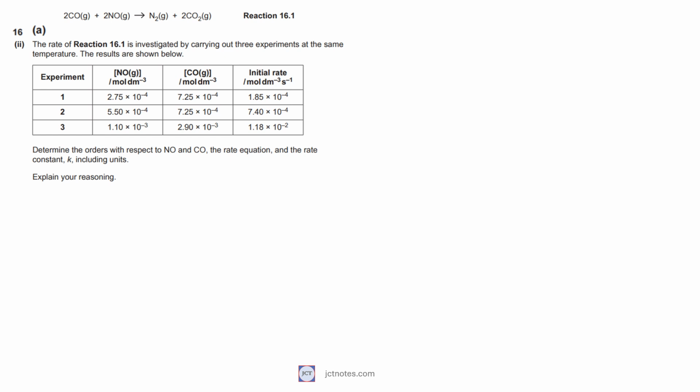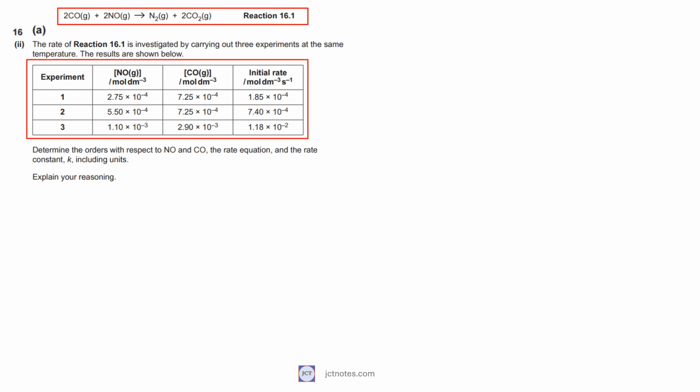In the second question of part A, question 16, we carry on working with the same equation. The rate equation has been investigated performing 3 experiments given in a table. We are asked to determine the orders with respect to nitrogen monoxide, NO, and carbon monoxide, CO, the rate equation and the rate constant, K, including units, explaining our reasoning. We can assume that the rate is going to have the general form where the rate equals the constant K multiplied by the molar concentrations of nitrogen monoxide and carbon monoxide, each to the power of a constant, that we will call A for the nitrogen monoxide and B for the carbon monoxide.